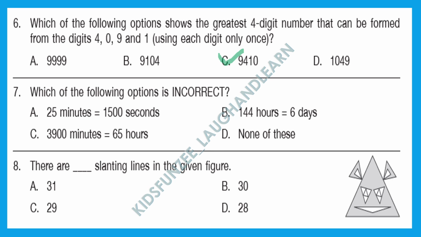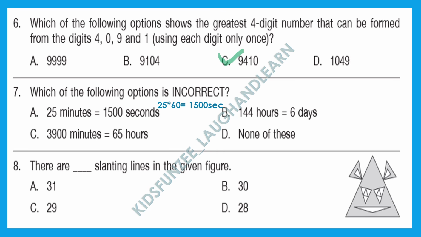Question 7. Which of the following options is incorrect? Let's see. 25 minutes equal to 1500 seconds. Let's solve it. So 1 minute is equal to 60 seconds. So 25 minutes will be equal to 25 into 60. That is 1500 seconds. So this is correct. It is not incorrect.